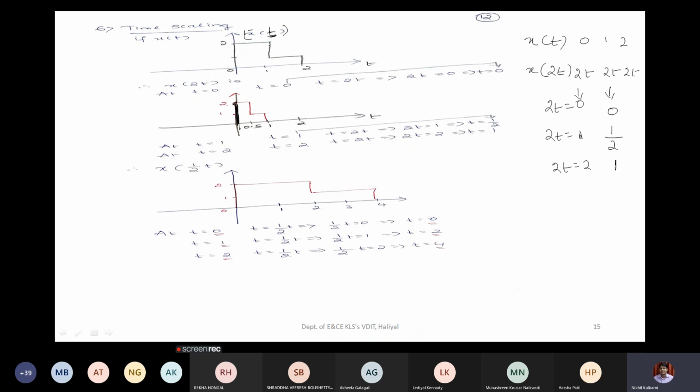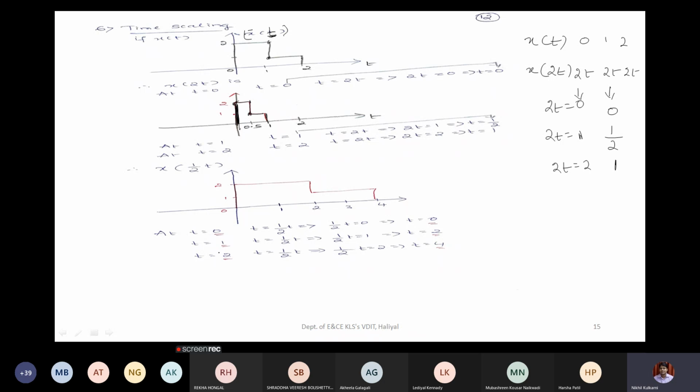So at 1 we had the signal as 2, so at 1 it was there, now it will be shifted to 0.5. So if you take that at 0.5, you will be getting that. At 1 what we had was 1, so that will be shifted to 0.5. So in this signal, at 2 we had 1, so that will be shifted to 1, right? So this is the effect of time scaling. So if you divide it by 2, it is going to expand.